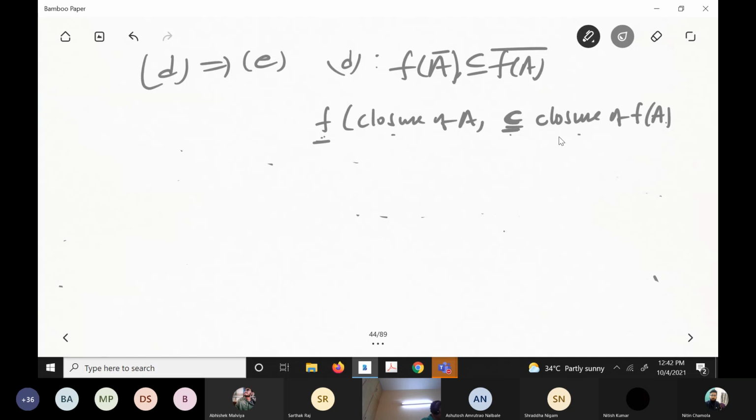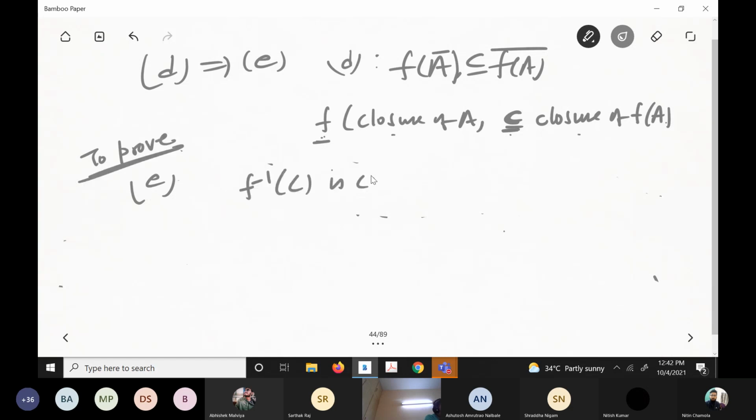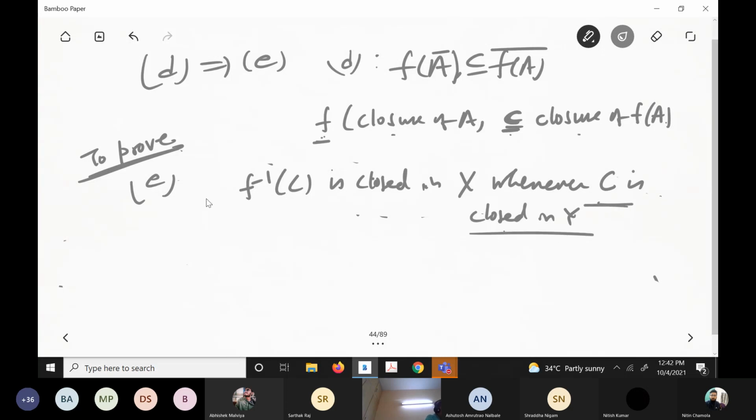Now look at what I did. I will have to prove D, and you will have to prove E. To prove E, you have to show that f inverse of C is closed in X whenever C is closed in Y. Now since C is closed, C equals C bar. Now apply D on this.